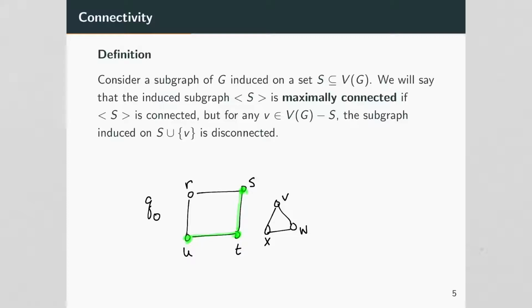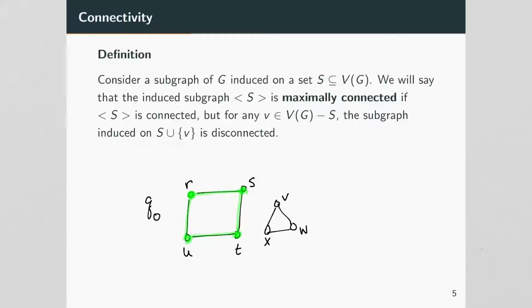That induced subgraph in green is connected, but it's not a maximally connected subgraph because we could make it bigger. We could add in vertex R to those other three vertices and get a bigger induced subgraph that's still connected. However, if we tried to add another vertex, say Q or V, and grow our induced subgraph, we suddenly become disconnected. So this green induced subgraph is considered to be a maximally connected induced subgraph. We can't make it any bigger.